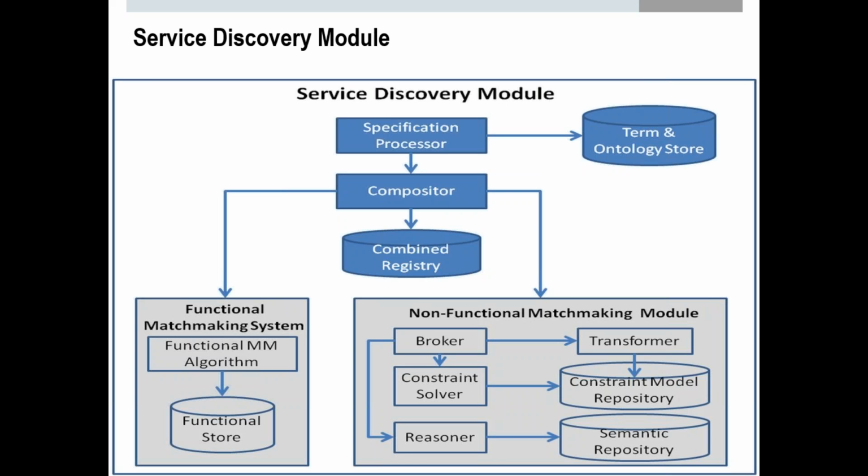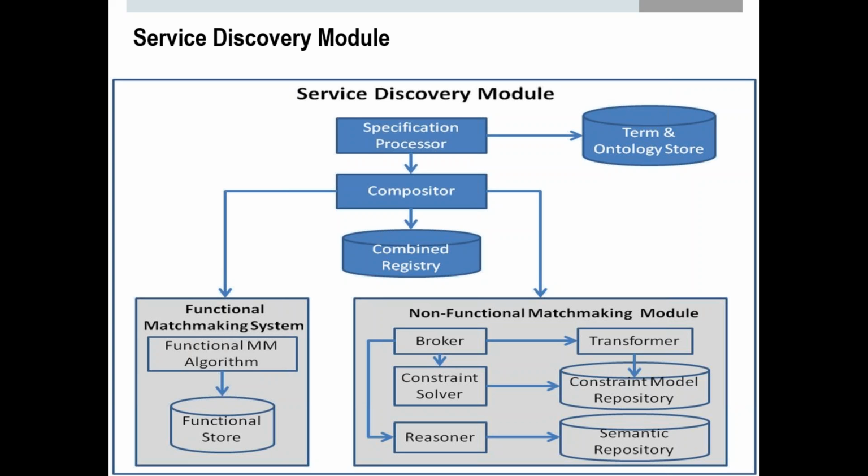Here is the architecture of the service discovery module. As you can see in the figure, we start with the specification processor, which takes as input the user requests in the form of a particular specification, and this processor initially attempts to align the specification based on a particular term ontology store. Once this alignment takes place, the compositor takes responsibility for realizing the user request by composing the different aspect-specific matchmaking systems. But this is done in a quite transactional manner.